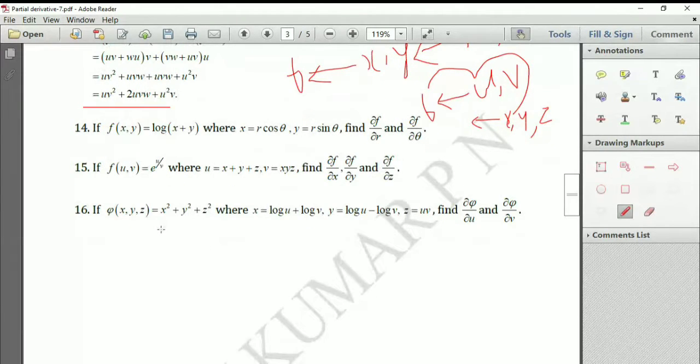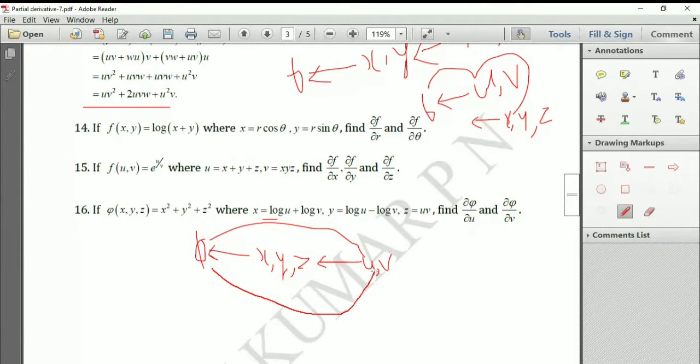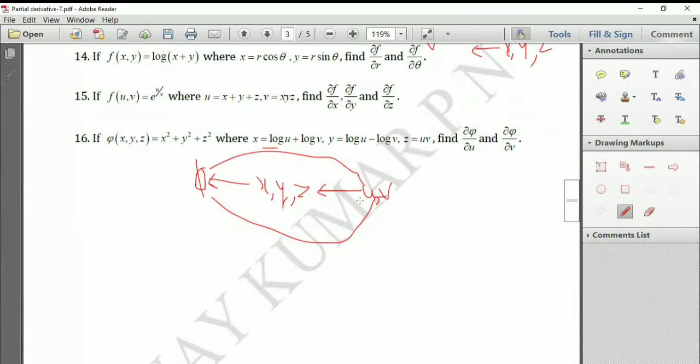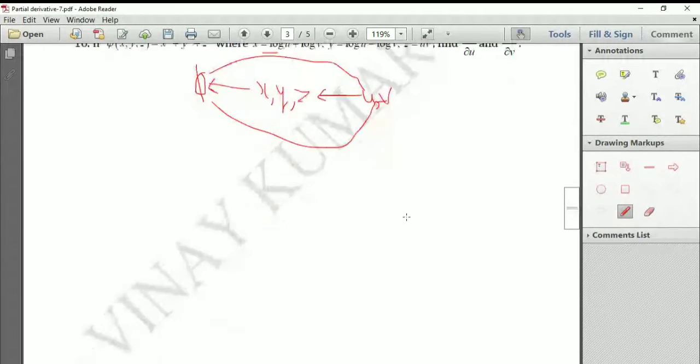And the last one, your phi is a function of x, y, z, and your x, y, z are functions of u and v. So you have to find dou phi by dou u and dou phi by dou v. How are you going to find dou phi by dou u? It is dou phi by dou x into dou x by dou u plus dou phi by dou y into dou y by dou u plus dou phi by dou z into dou z by dou u. That gives you the first one. Similarly for the second one. So find all these things.